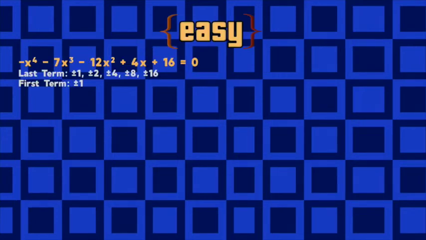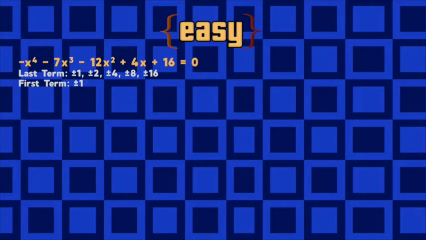According to the RRT, we must find the factors of the constant term and divide that by the factors of the leading coefficient. First, let's find the factors of 16. Because the equation consists of a negative sign, we must make use of positive and negative factors. Ergo, the factors of 16 are plus or minus 1, plus or minus 2, plus or minus 4, plus or minus 8, and plus or minus 16. Next, we must look for the factors of negative x or negative 1, which is simply plus or minus 1.